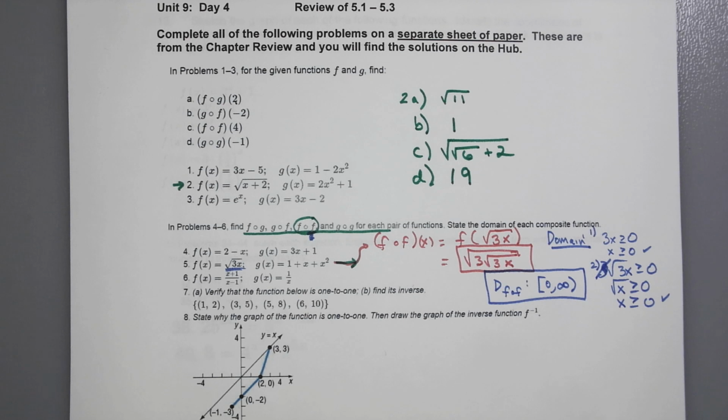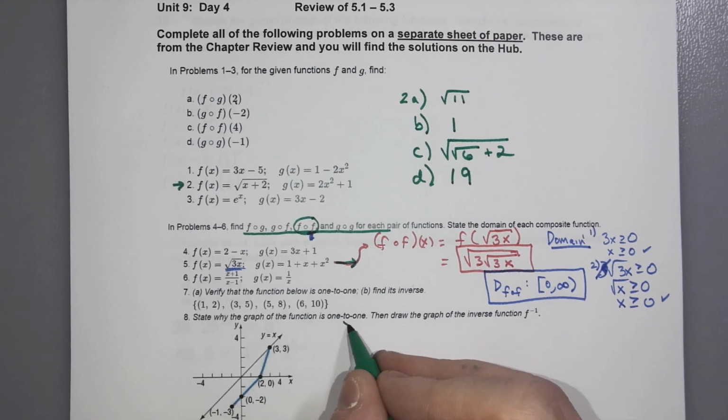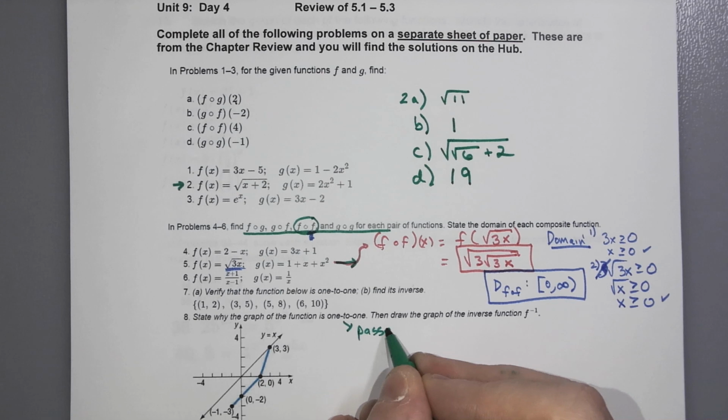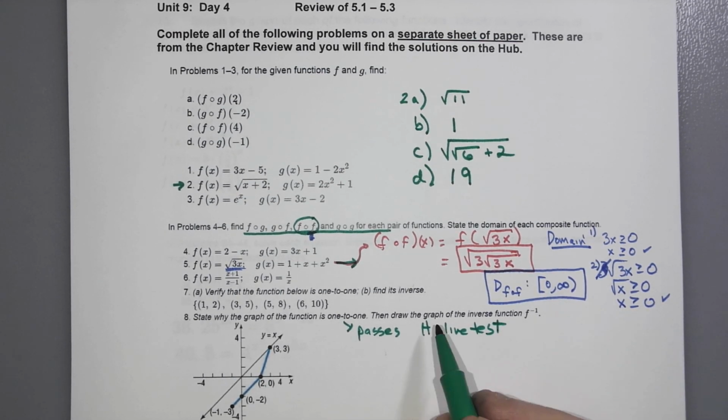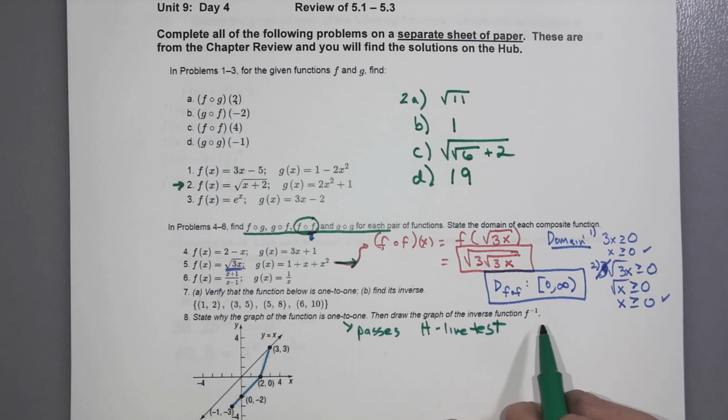Okay. Now let's do the graphical problem here. 8. State why the graph is 1 to 1. Well, the blue graph is 1 to 1 because it passes the horizontal line test. Then graph the inverse function.